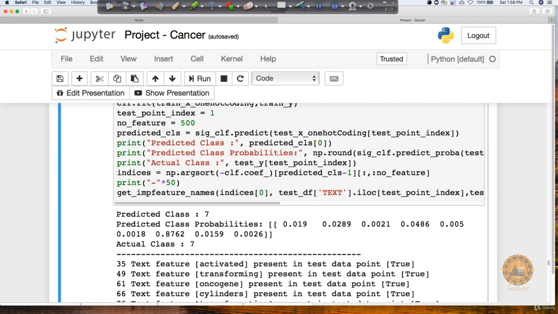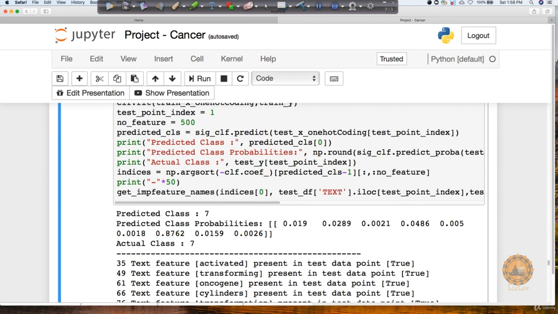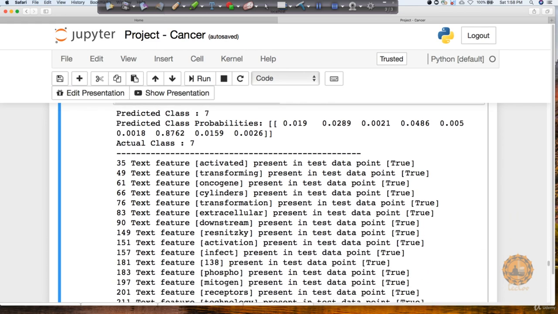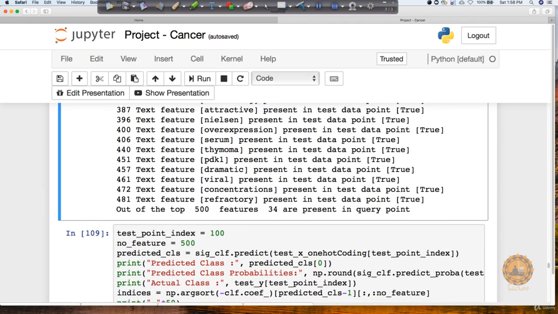You can see that for the 7th class, we are getting a probability of 87.62, which is awesome, right? That's the reason my prediction is coming out to be 7. And these are the reasons, like you can see that we do have the 35th feature which is activated and present in the test point. So this is basically the interpretability part.